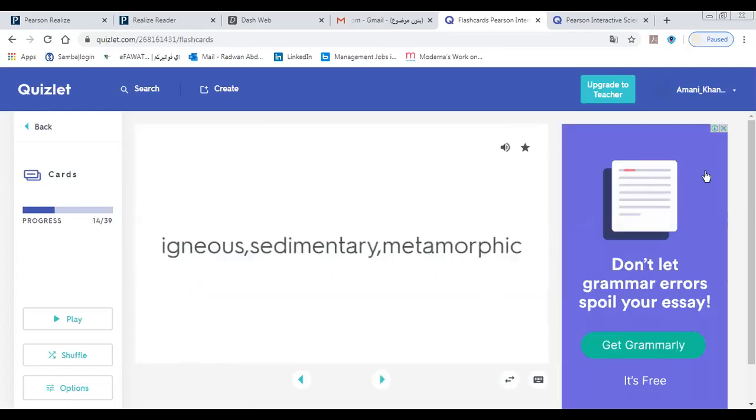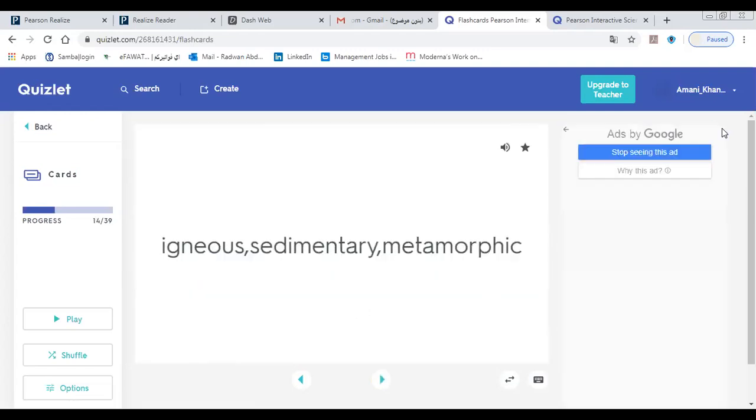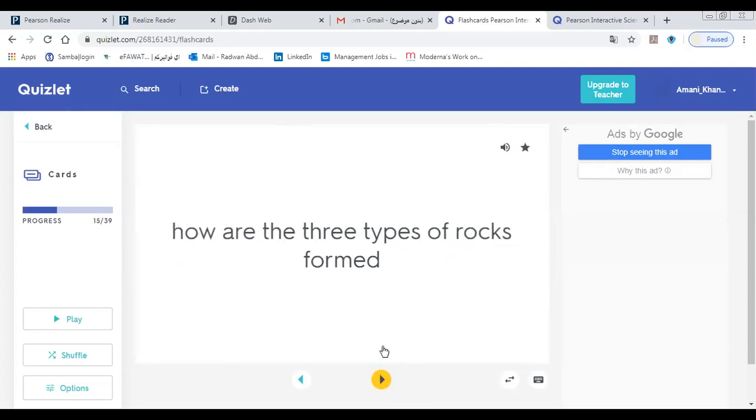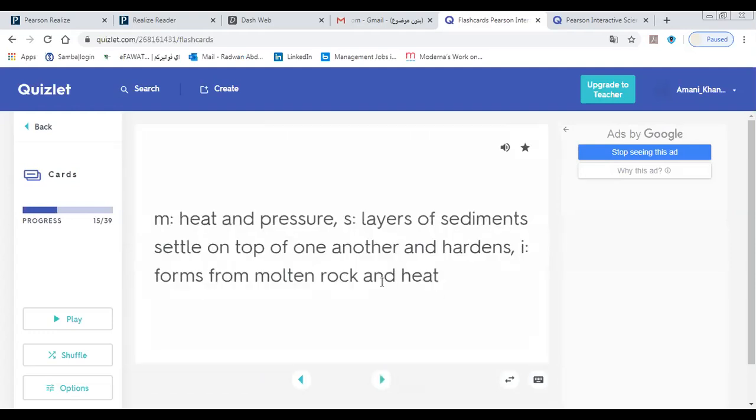What are the three types of rocks? All of you listen. Igneous, sedimentary, metamorphic. How are the three types of rock formed? Listen. M: heat and pressure. S: layers of sediment settle on top of one another and harden. I: forms from molten rock and heat.